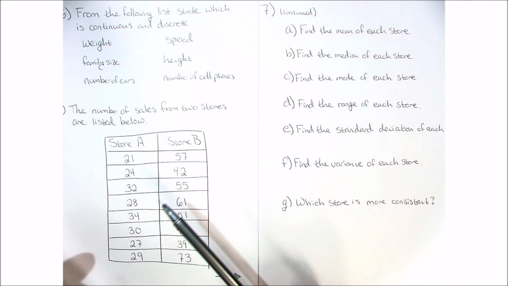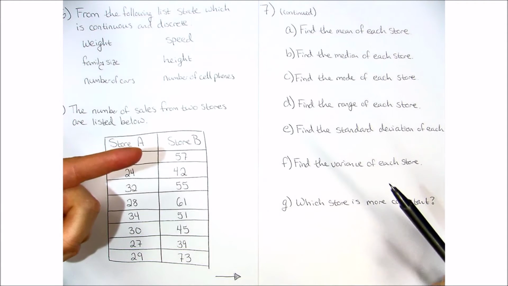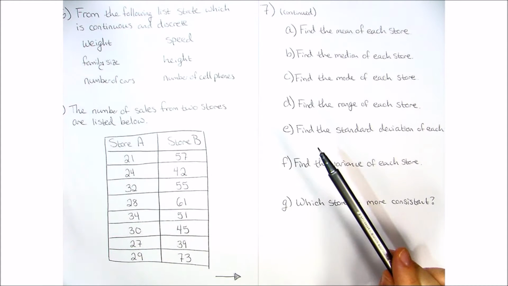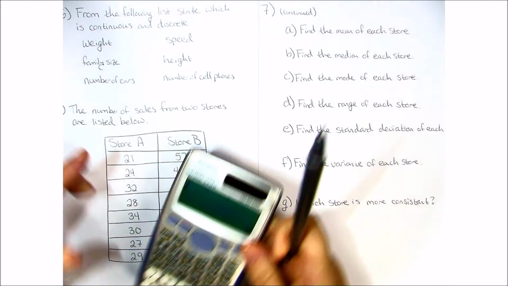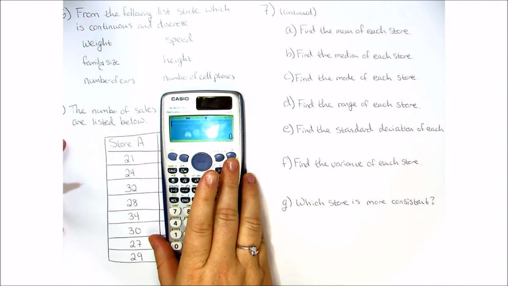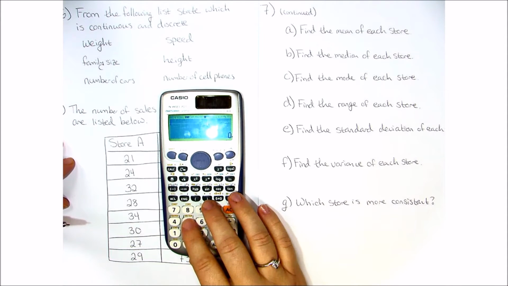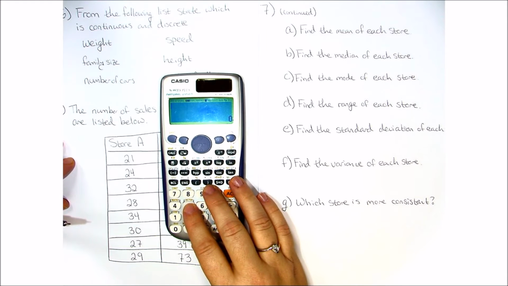Now this is going to be really difficult because there's not an independent or dependent, so we're not doing regression. This is just doing statistics. So what we'll be focusing on then is looking at the calculator and defining what we need to do. So if we look here, we've got store A. So I'm going to go ahead and start with store A.